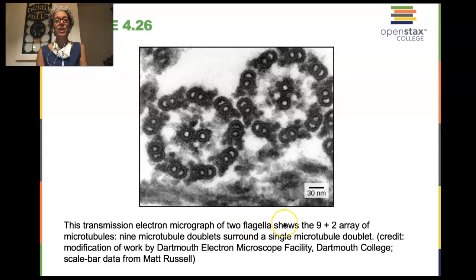These are flagella that are found in eukaryotic cells. The flagellum on a prokaryotic cell is made of something completely different, but we can see, this is a cross section kind of looking down the microtubules of the flagella.